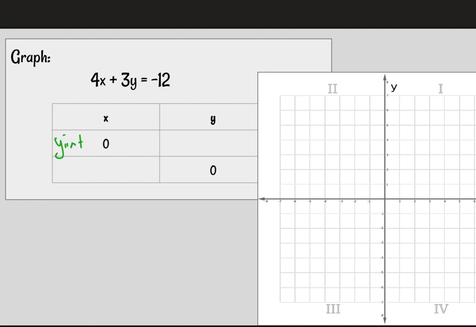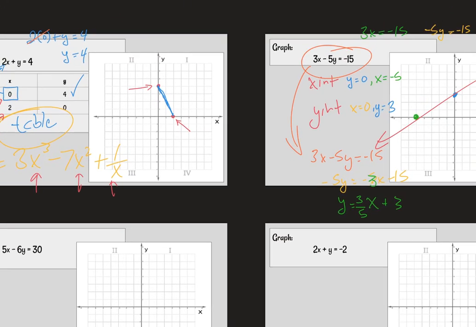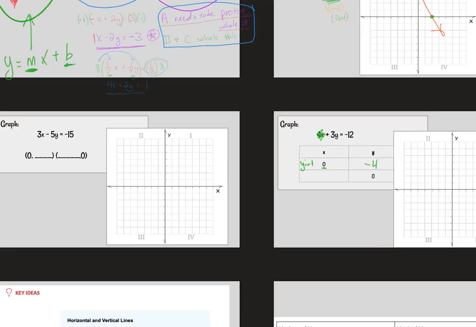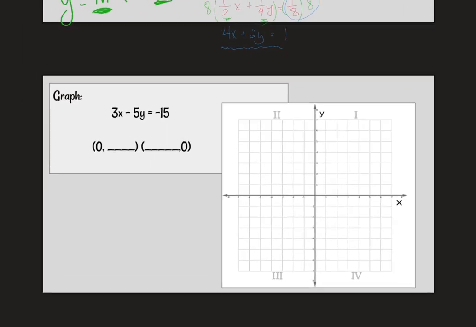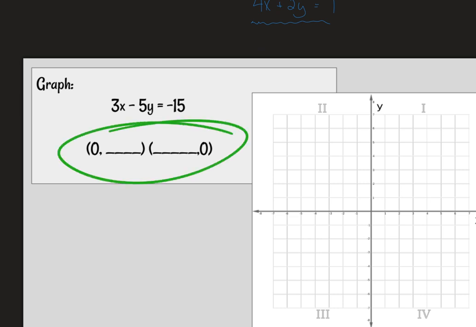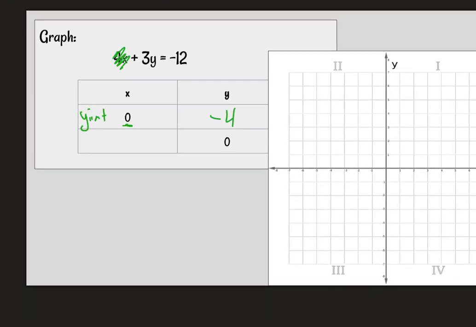How do I know? Because x is 0. So when x is 0, this is negative 4, okay? Oh, and is this a different equation? Yes, this is a different equation. Sorry, I guess I kind of skipped over one. We wrote these previously, and so yeah, this is a different one. I had something else going on in my mind. Anyway, moving on. So, y-intercept, negative 4.